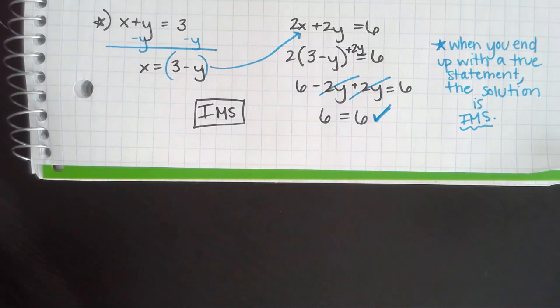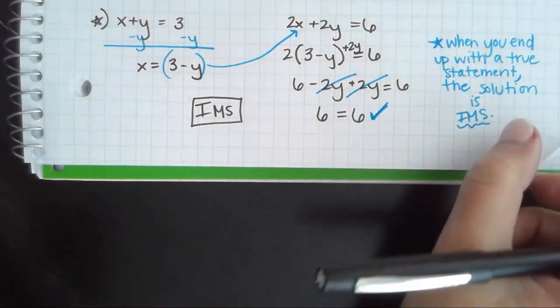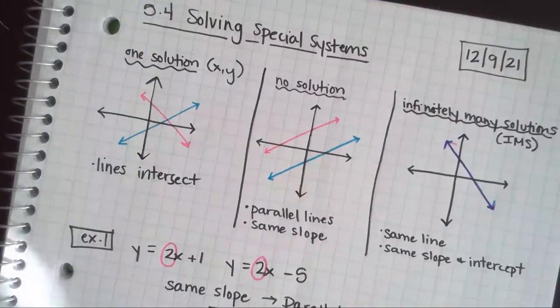If you got x equals x, then that would be infinitely many solutions because that's a true statement. So we're thinking, does this make sense? Is this true or is this not true? We're going back to what we did with equations and inequalities. Okay, let's do star 2.